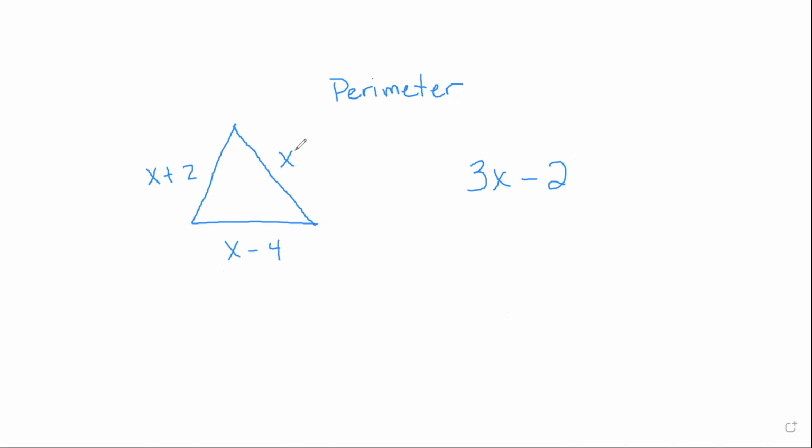All right, and then we've added everything together, and that's it. That's your answer. You can't combine something that has an x with something that is just a number. And so you just have to leave it like that right there.